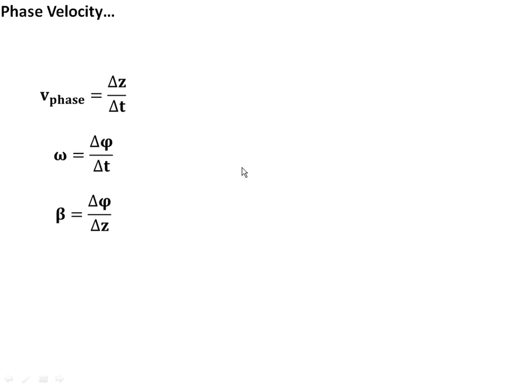Well, it turns out that the phase, the peaks of the wave, or the troughs of the wave, that's what we call the phase velocity, because those are points of constant phase moving in z. We know velocity is simply given by the change in distance divided by the change in time. We also know from our basic video on waves that the frequency is determined by the change of phase with change in time, and beta is the change in phase with the change in distance.